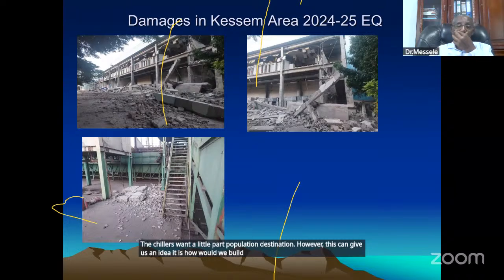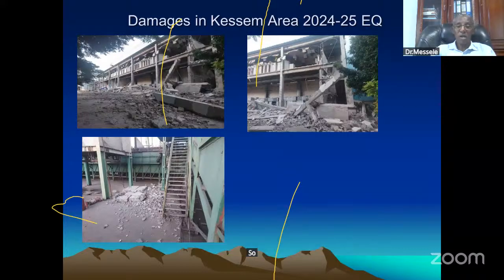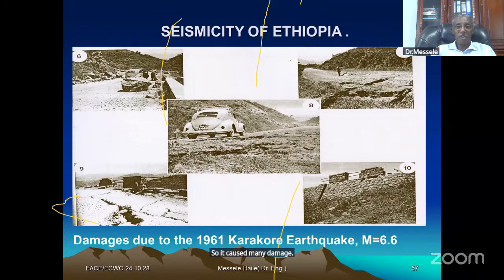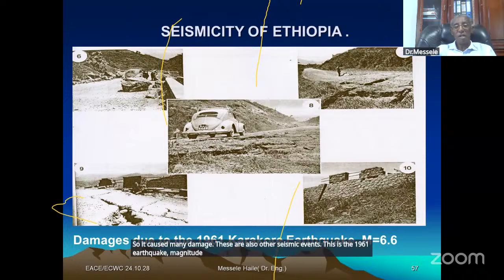Damage is not a function of the earthquake only. So it caused many damage. These are also other seismic events. This is the 1961 earthquake, magnitude 6.6. It damaged Majete, Karakore in Ethiopia. It's also along the Rift Valley. So just some old pictures.